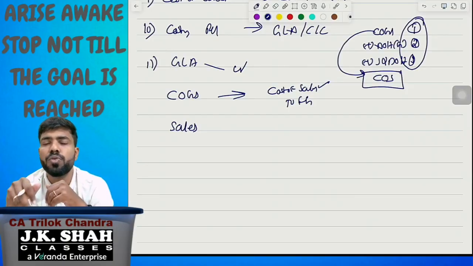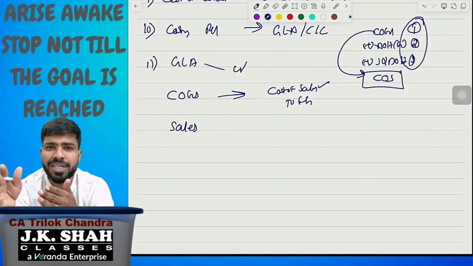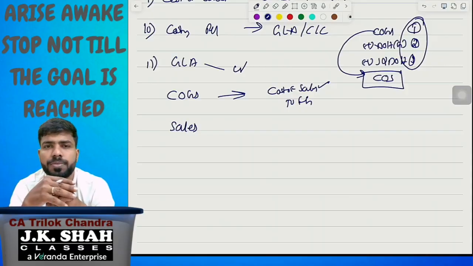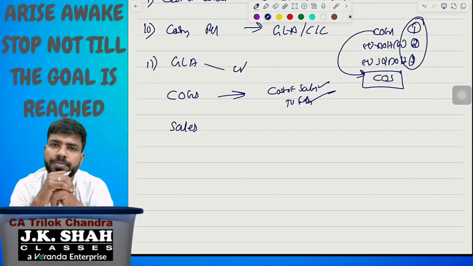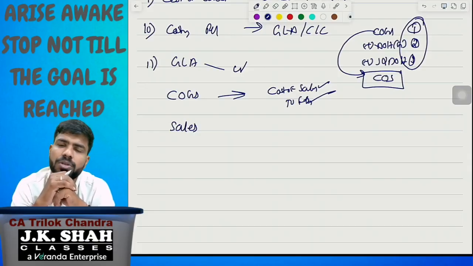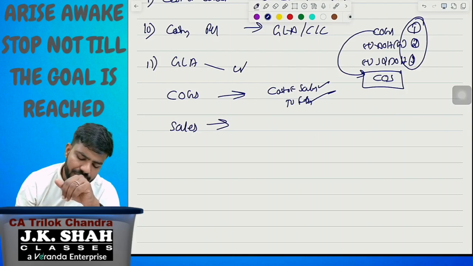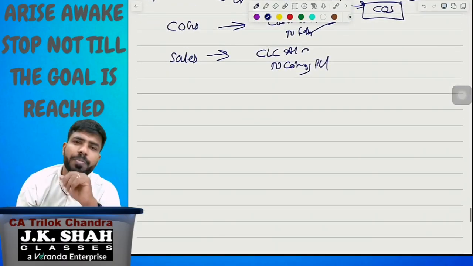Cost of sales account debit to finished goods. Why? When I'm selling the goods, finished goods are going out. Credit what goes out. I'm crediting the finished goods for that reason. Have you understood the entry of cost of goods sold? Cost of sales to finished goods. That is the entry. Next, sales. What is the entry for sales? CLC account debit to costing P&L.